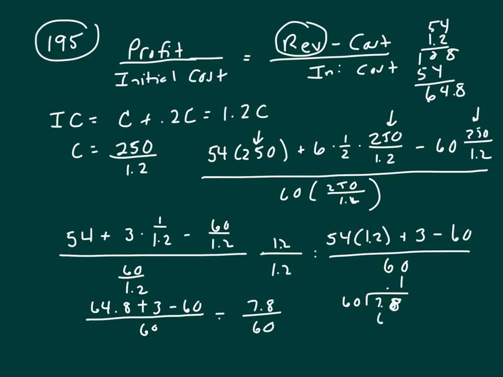So that's 60. And that's going to leave you an 18, and you bring down a 0, and that's going to be a 3. So 0.13% profit. So your answer is B. Is that right? Answer's D. D's profit, not B. B's loss.